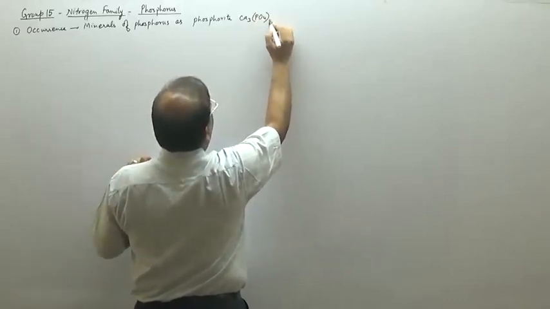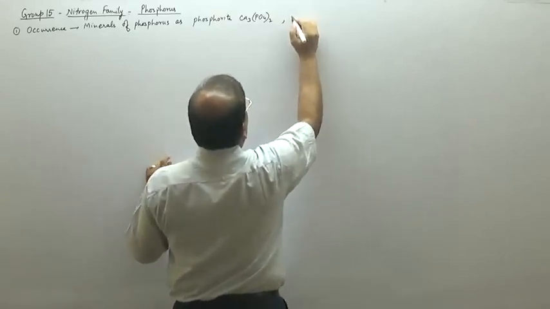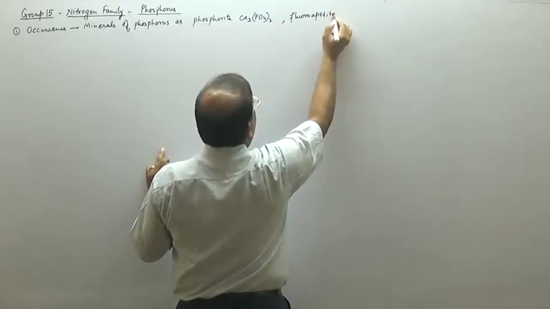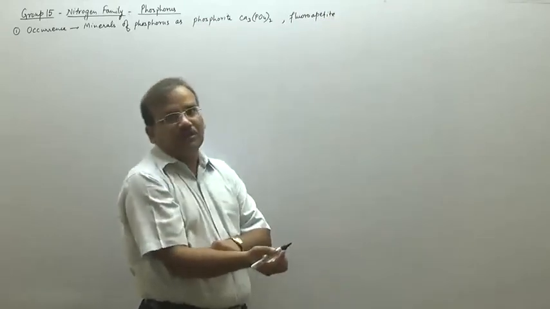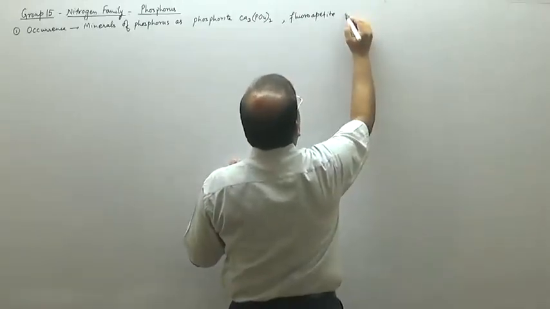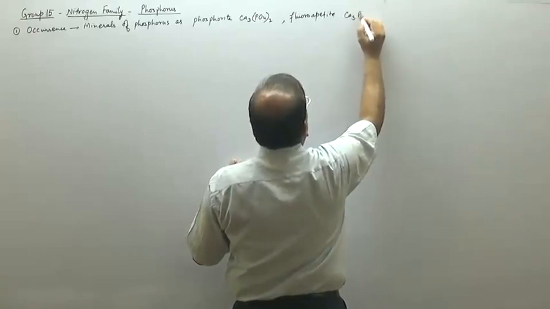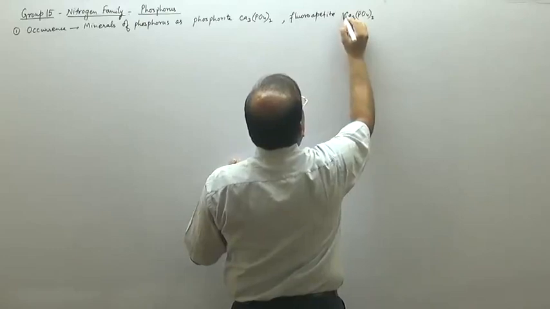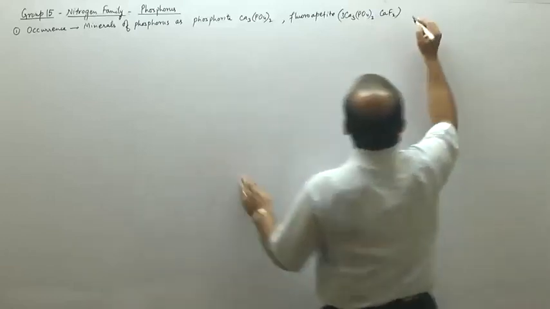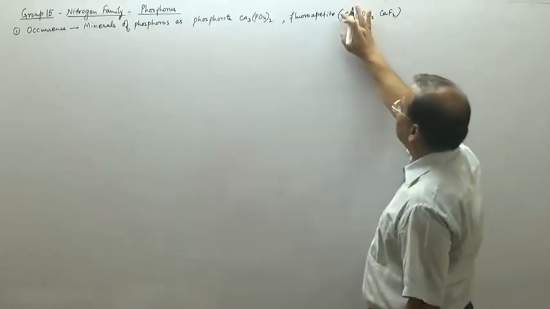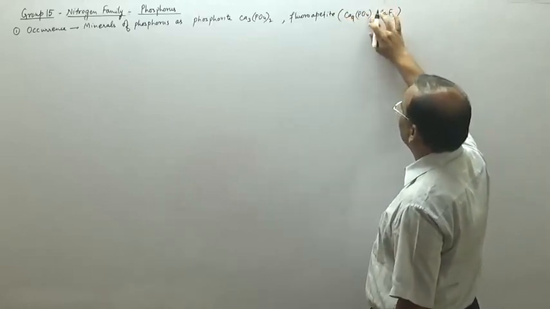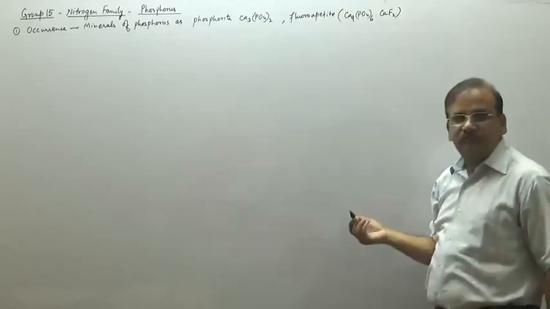Then we write the apatite family, that is fluoroapatite. We already know fluoroapatite: Ca3(PO4)2 thrice, dot CaF2, that is called fluoroapatite. Or you can write it like this, it is one and the same thing: apatite as Ca9(PO4)6 dot CaF2, that is fluoroapatite.